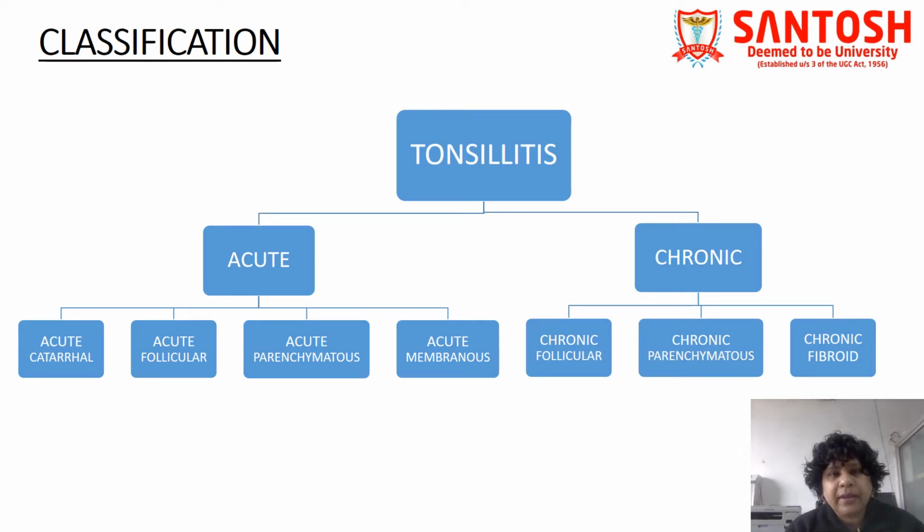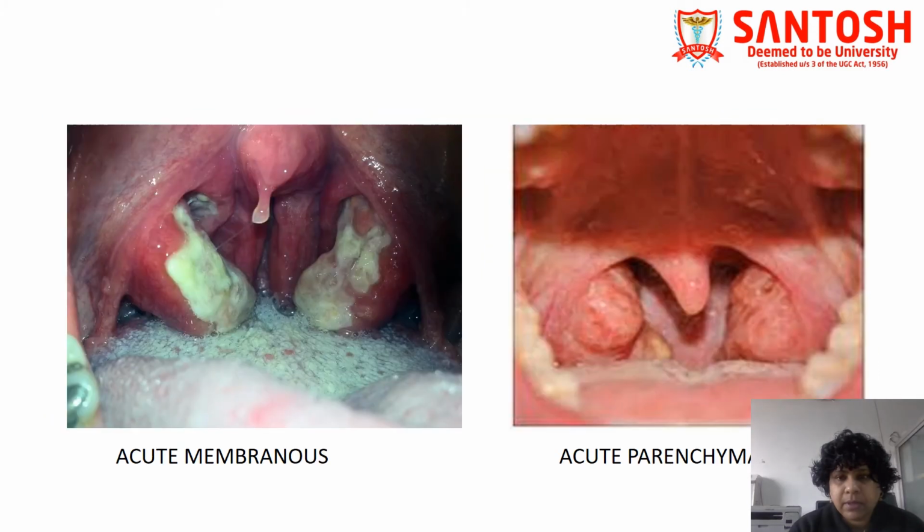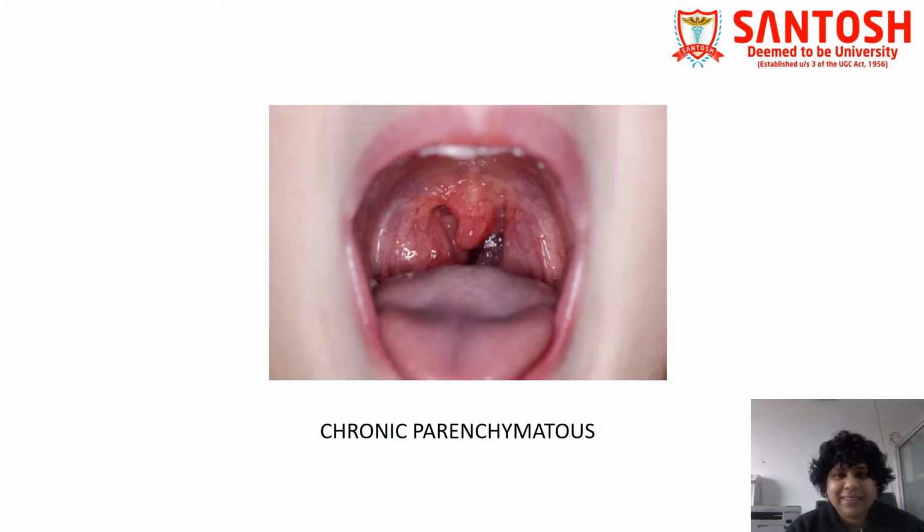Now, tonsillitis. It is categorized into acute and chronic. What is acute? Acute is of four types: acute catarrhal, acute follicular, acute parenchymatous, and membranous. And chronic is chronic follicular, parenchymatous, and so on. These are the pictures you can see. This is our chronic parenchymatous.